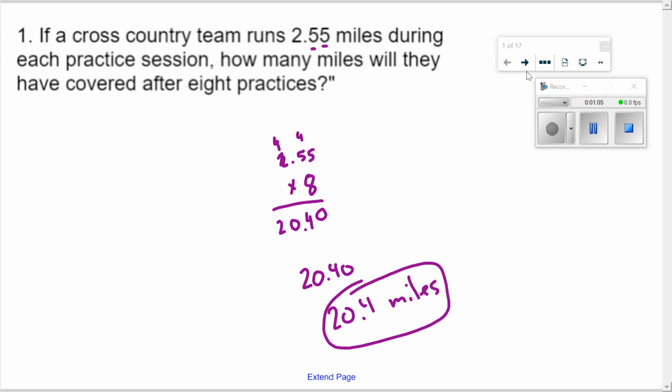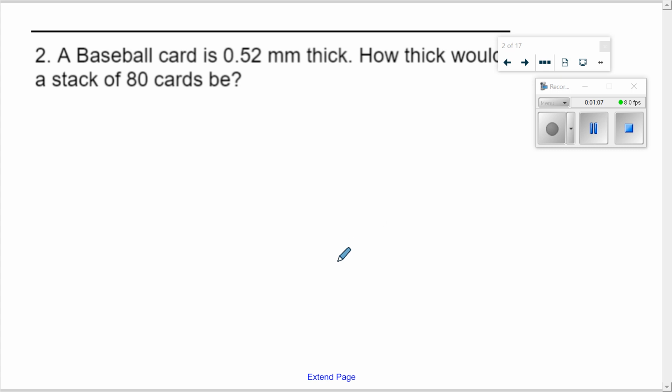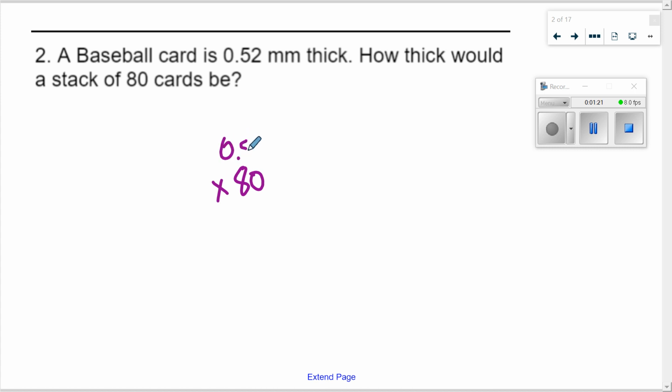Next question. A baseball card is 0.52 millimeters thick. How thick would a stack of 80 cards be? So again, this is a multiplication problem. So it would be 80 times 0.52.